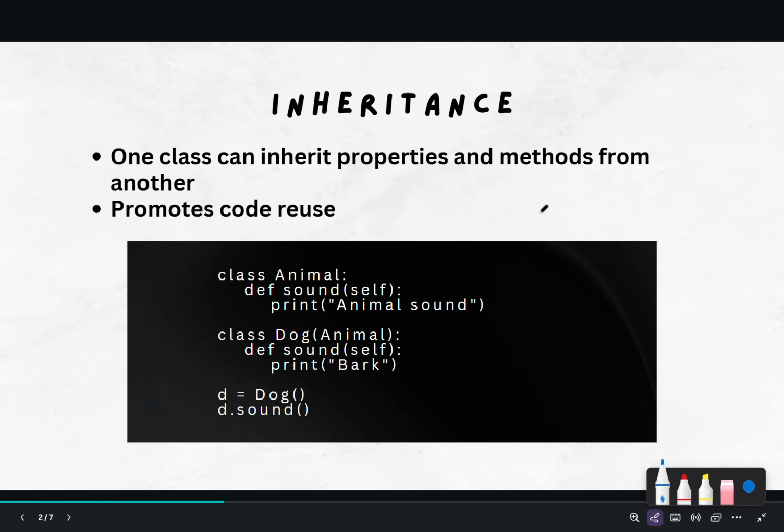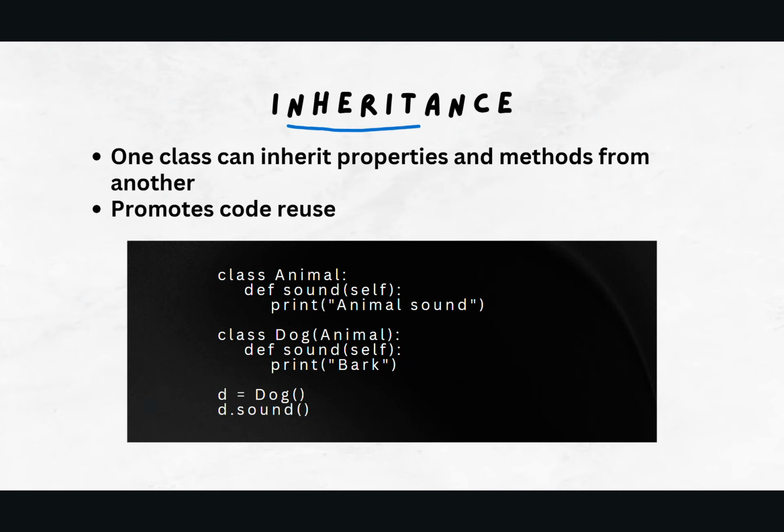Okay, so in this lecture we will start with inheritance. Now what is inheritance? Inheritance means there will be a parent class and there will be a child class which will inherit from the parent class. So one class can inherit properties and methods from another. So this promotes code reuse.